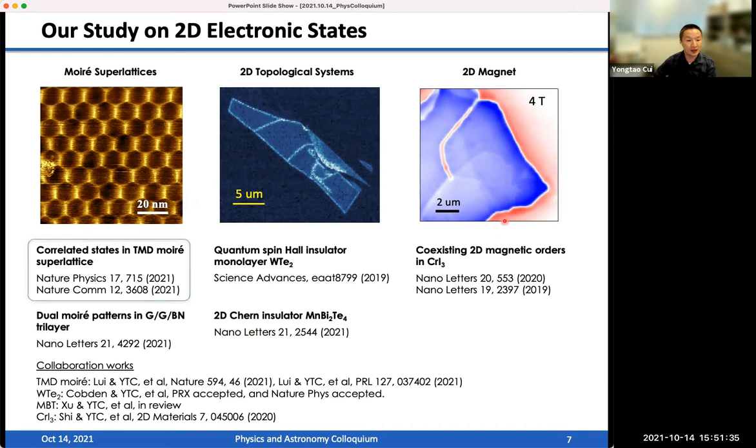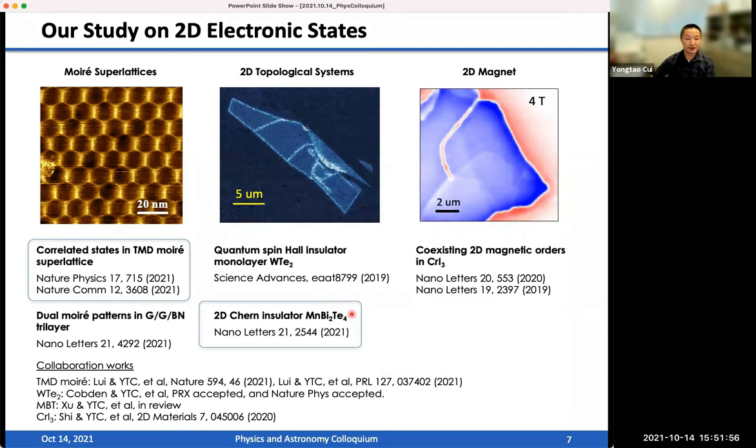Today we're going to focus on this Moiré superlattice and also another case in this topological system. I'm going to use those two examples as case studies to give you some idea on how we apply the scanning probe technique to study electronic states in two dimensions.